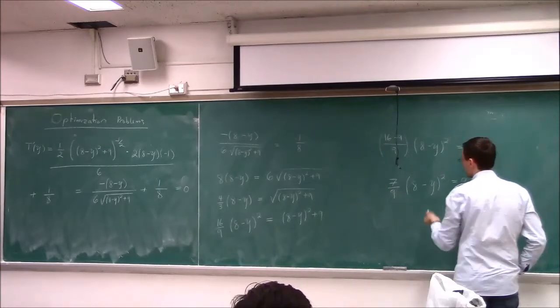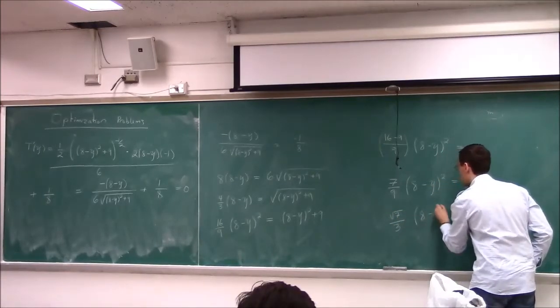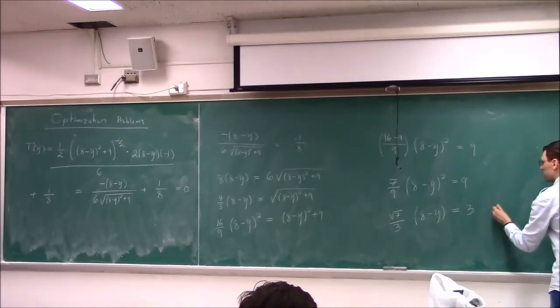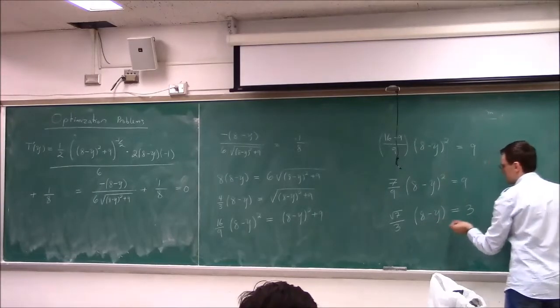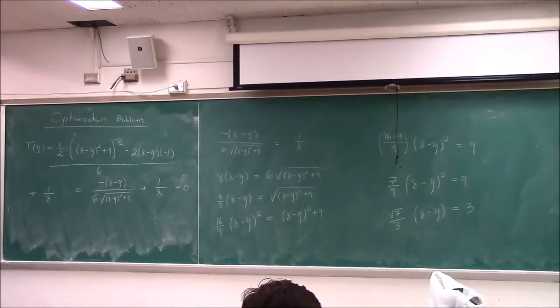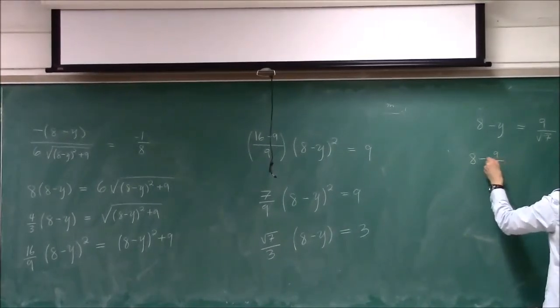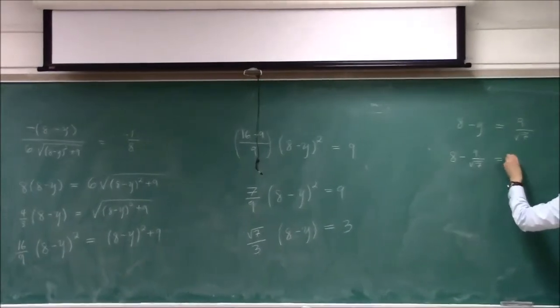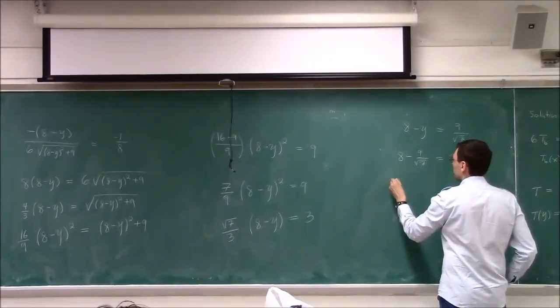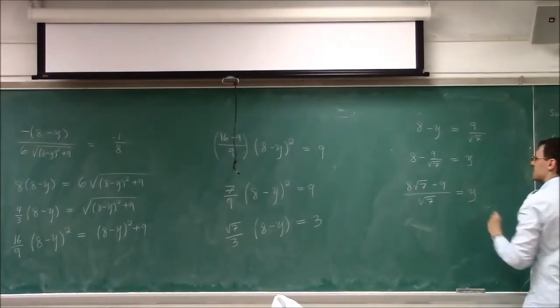So now we take the square root. Y, remember, is positive, so take the square root. So we have root of 7 over 3 times (8 minus y) is equal to 3. So this equation is now simple to solve, right? You can figure out what y is, just move things about. So that means that 8 minus y is equal to 9 over the square root of 7, and 8 minus 9 over the square root of 7 is equal to y. So 8 times root 7 minus 9, divided by root 7, is my y.